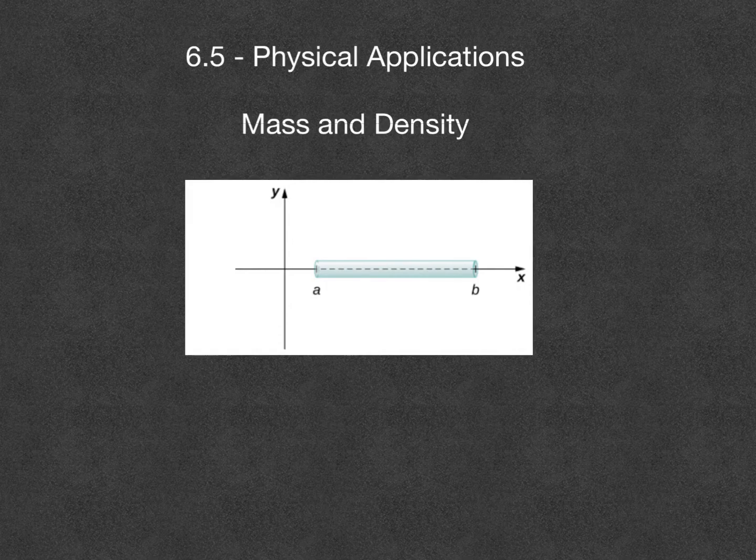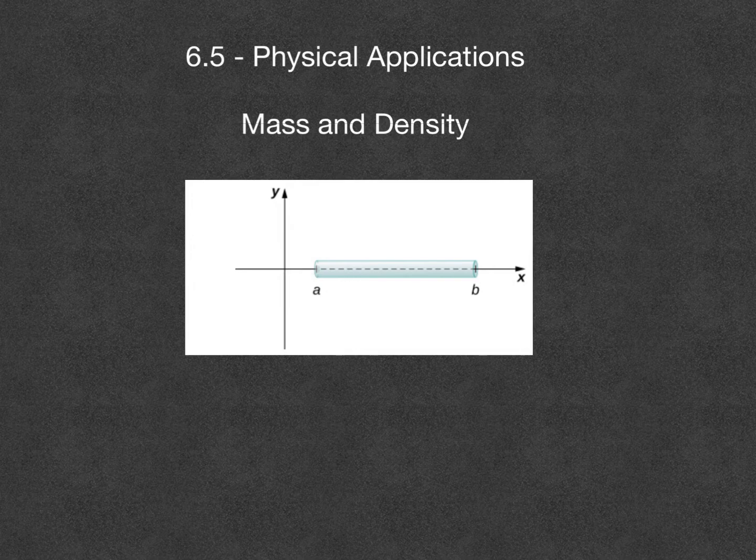Hi everyone. In this video we are going to cover section 6.5, physical applications, and we get three different application type questions. The first deals with mass and density, and in these mass density problems they all involve finding the mass of a thin rod.